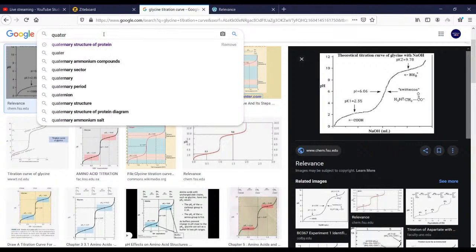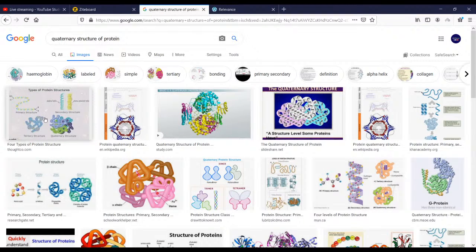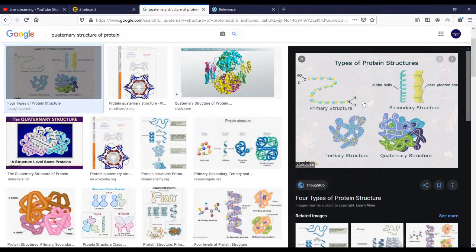Like in our body, those proteins are functional. Look at this image, the quaternary structure of protein. Look here, this will solve all your queries. This is the primary structure, this is the polypeptide chain. Like you have this polypeptide chain here, C to N, N to C.